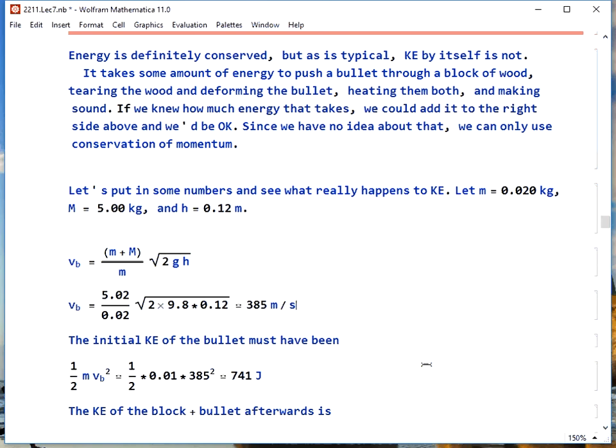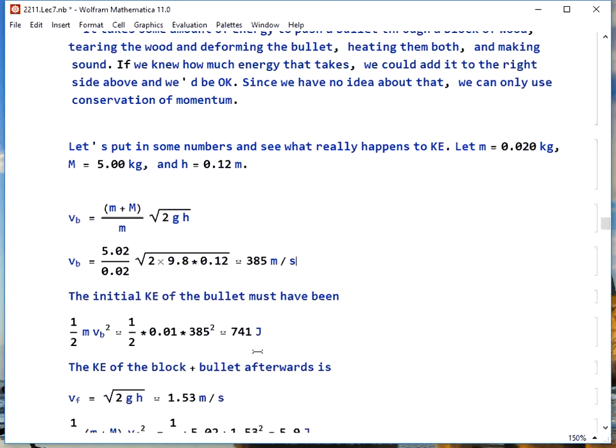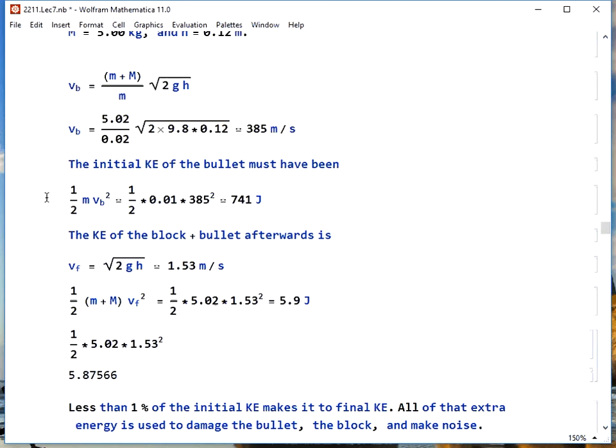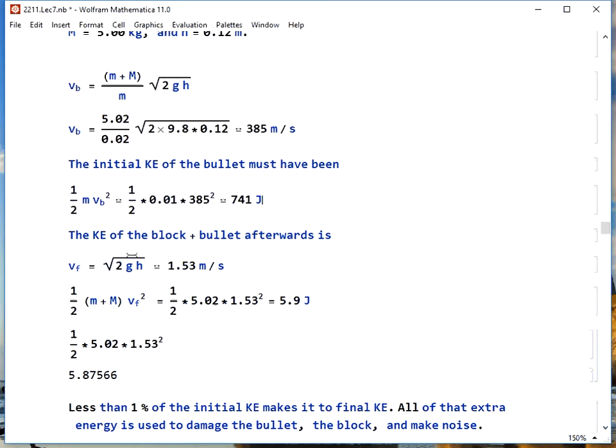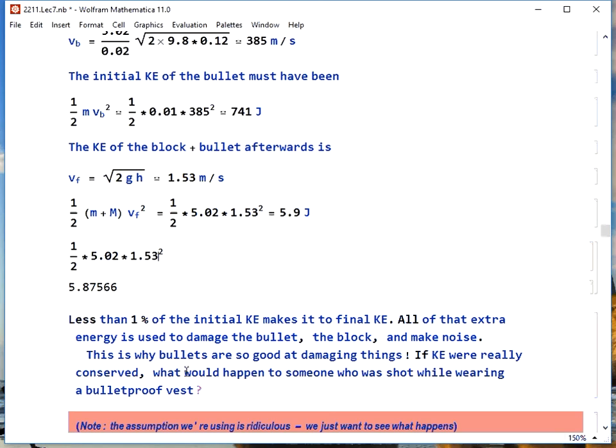Now, just to check, what's the initial kinetic energy of the bullet in this case? 1/2 m v bullet squared is 741 joules. What's the kinetic energy of the block plus bullet? Notice if you'd done this the wrong way that I mentioned above, you get 741 for that again. But when you do it the right way with conservation of momentum, you get 5.9 joules. This is less than 1% of the initial kinetic energy.